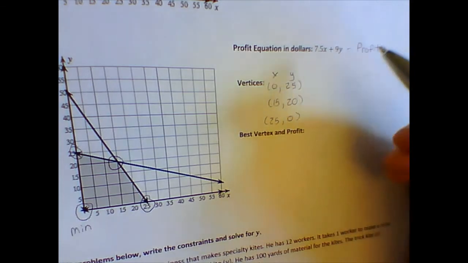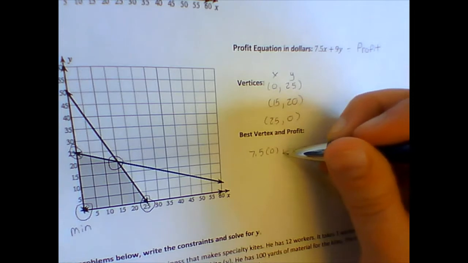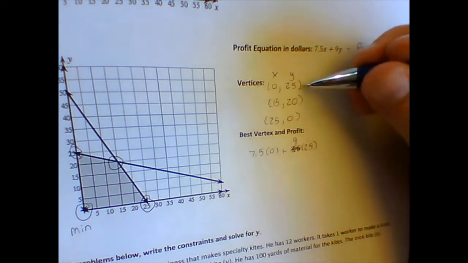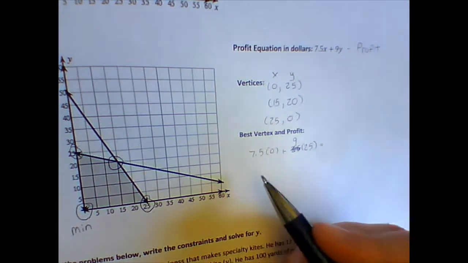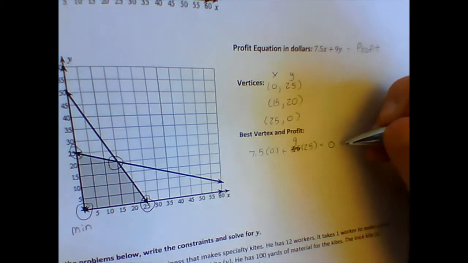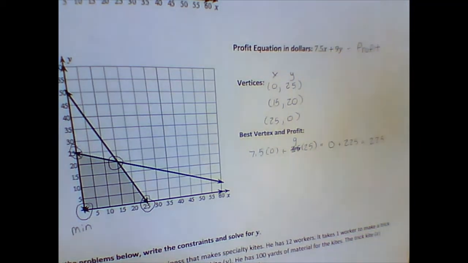So we're going to take the X and Y from a single point and plug it in. 7.5, and we're going to plug in that 0 for X plus, and this should be a 9, but I'm writing a 25 because I jumped ahead and started writing the number I'm plugging in. So there's the 9, and here's what I'm plugging in. I'm plugging in the 25. Okay, the 7.5 part, that's a 0. And then the 9 times the 25, remember you're multiplying those numbers that you're plugging in. That's 225. And when we add it all up, we get 225. So that's how much money that vertex or corner will make right there at our business.